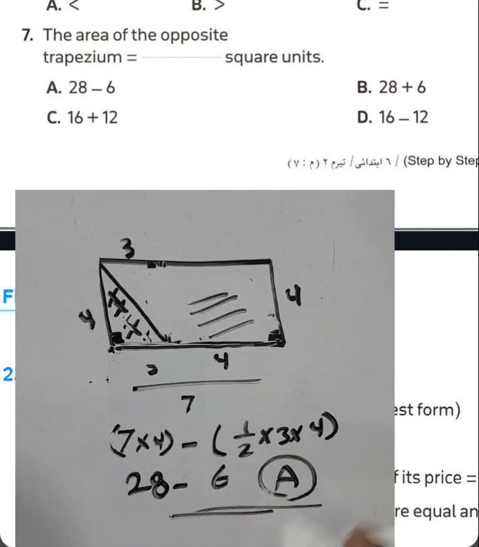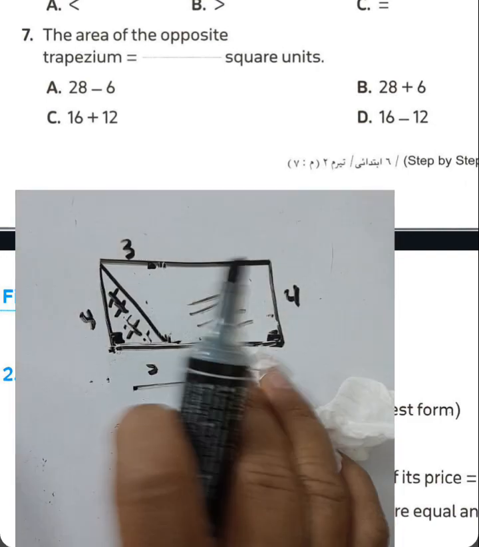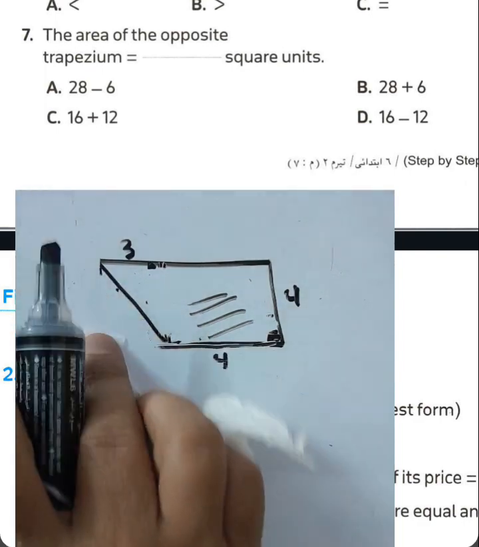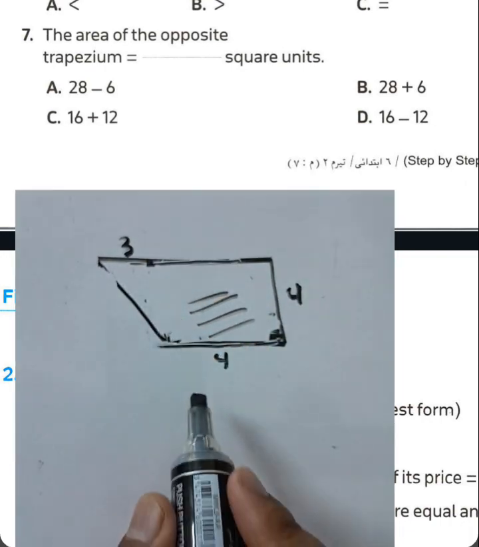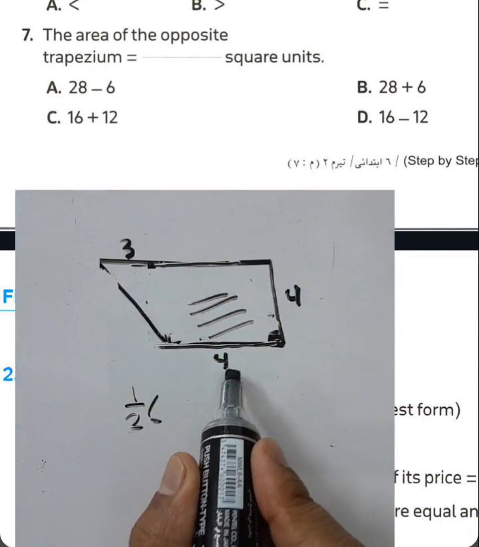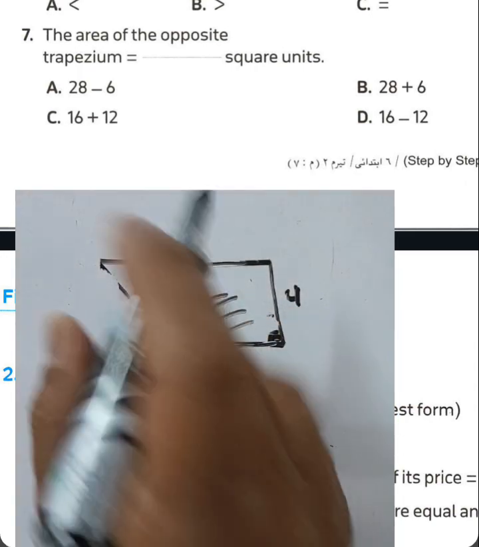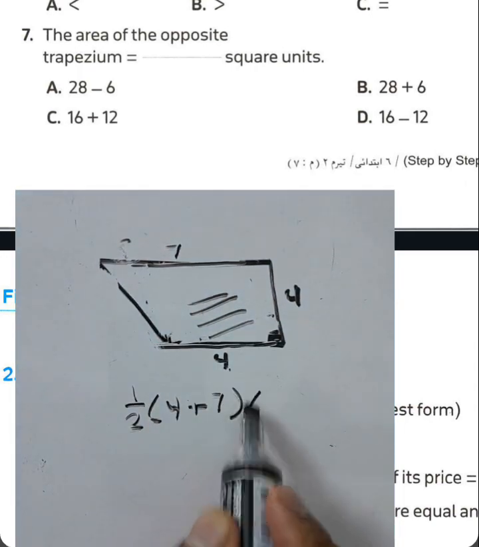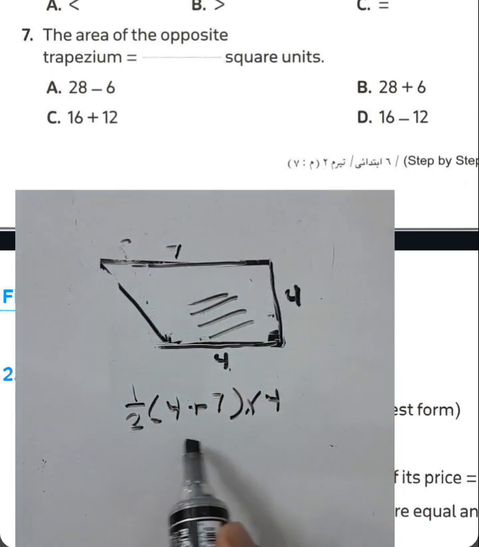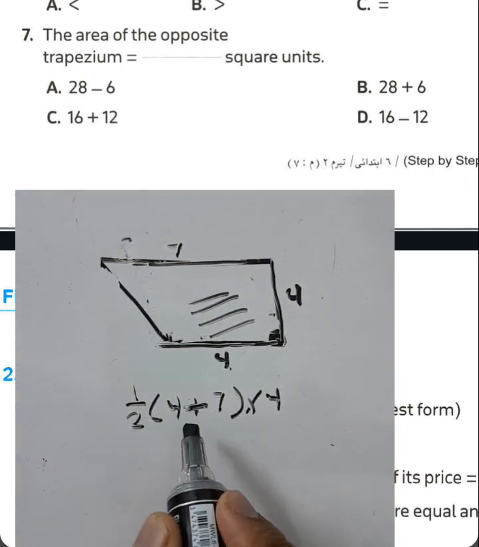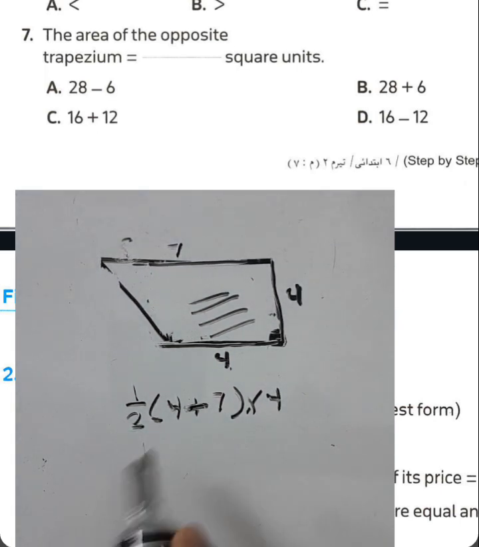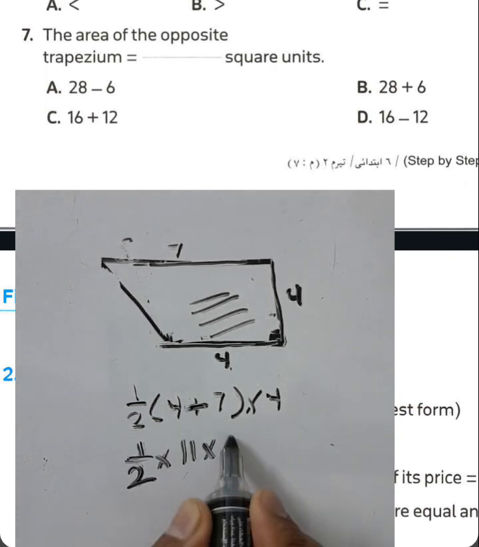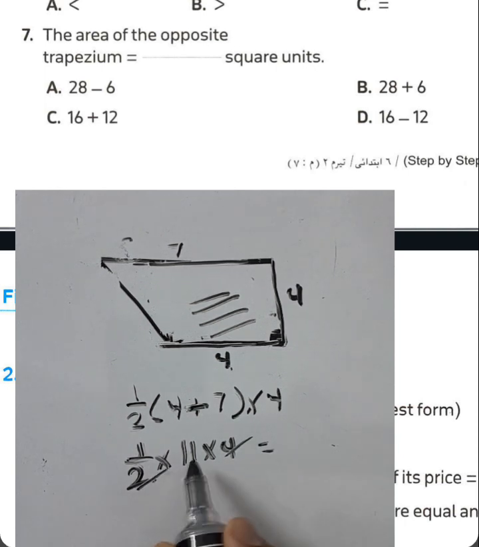Okay, you can find the area of this trapezium by the rule. We have the rule to find the area of a trapezium. You can write half the sum of two bases, 4 and this base was 7, product by the height. It's the rule to find the area of a trapezium. Half the sum of two bases, product by height. Half product by 7 plus 4, 11, product by 4. Half of 4 is 2, 2 times 11 equals 22.